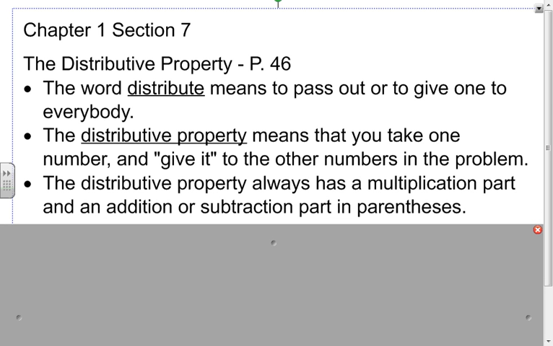The distributive property always has a multiplication part, and then there's an addition or subtraction part that comes in parentheses. It always kind of looks the same. You're going to be able to recognize it. We're going to use it quite a bit the rest of the year. And a lot of times I'm just going to write a problem up on the board and say, what does this look like? And you'll be able to say, well, it looks like the distributive property.